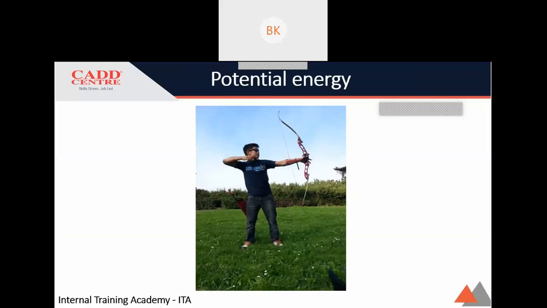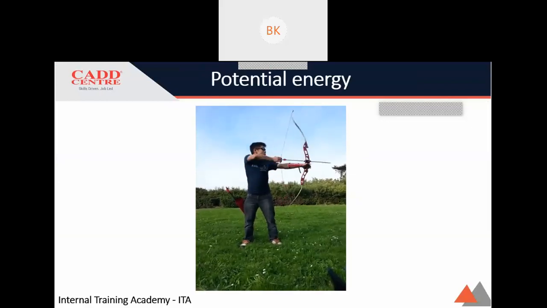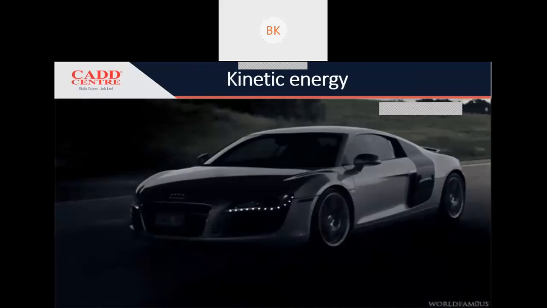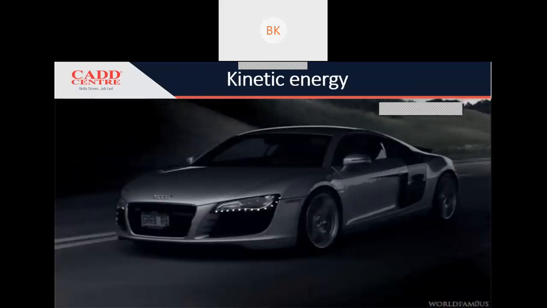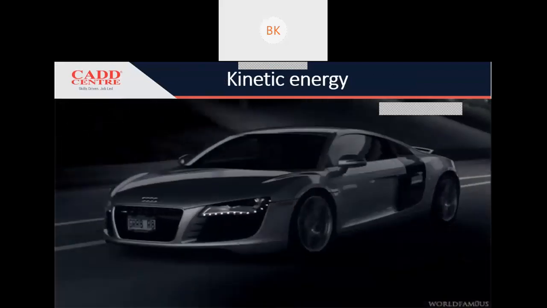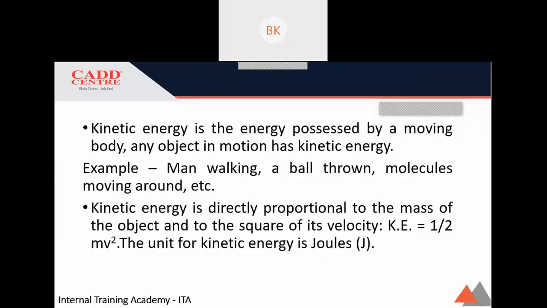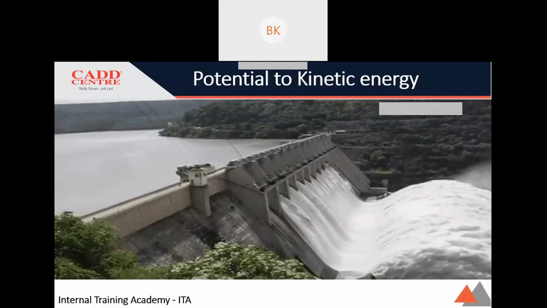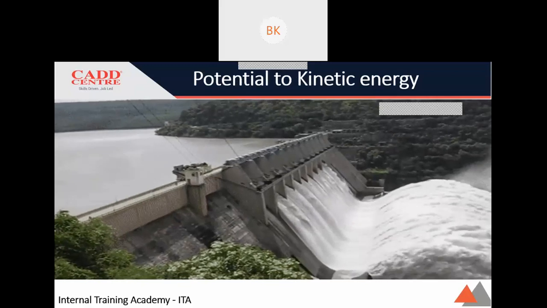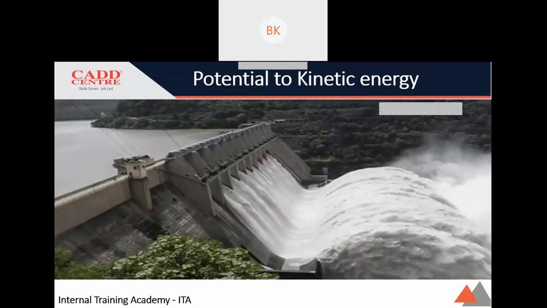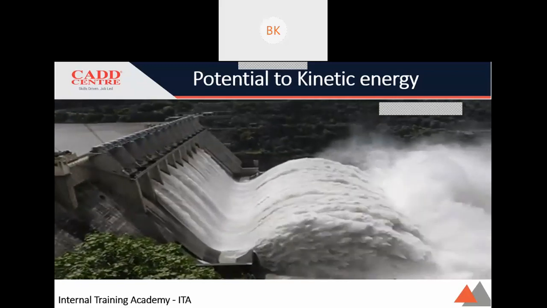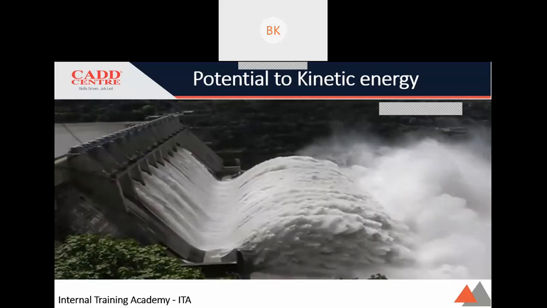Okay, now this is an example of potential energy. This is an example of kinetic energy, when the object is in motion, I can see, right? Then this is an example of conversion of potential energy into kinetic energy. So basically we are converting one form of energy into another form.